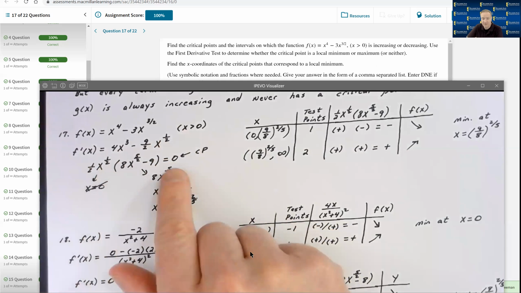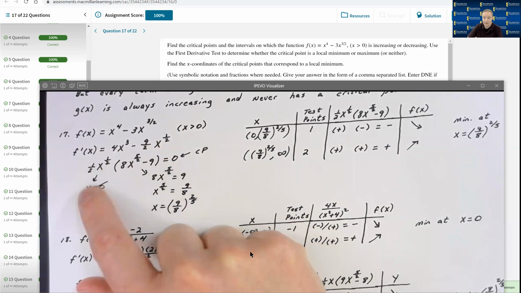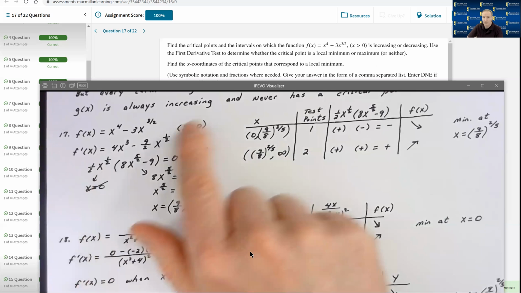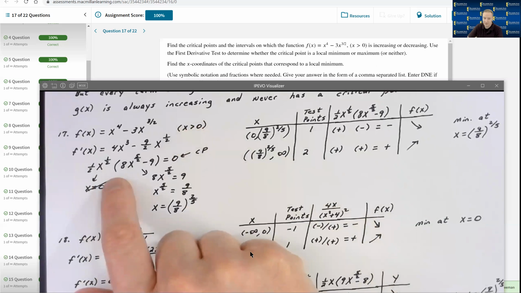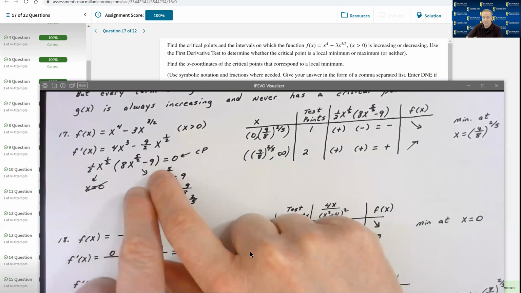Now I set each of my factors equal to 0. I understand that this first factor, it would only equal 0 if x equaled 0. You'd have 1/2 the square root of x equals 0, you get x equals 0. But we know x cannot equal 0 due to the domain restriction. So I just said, okay, that's not a possibility. So the second factor could equal 0.